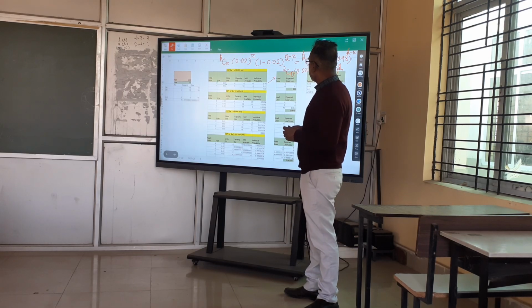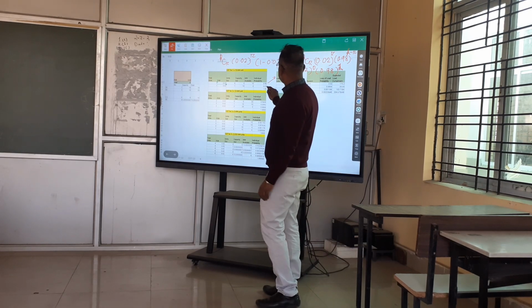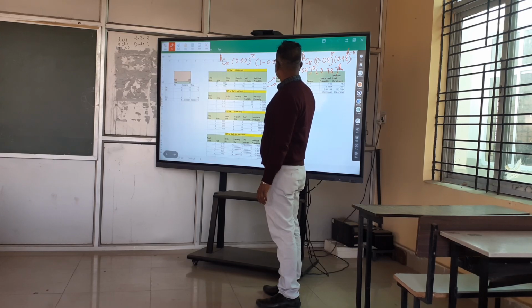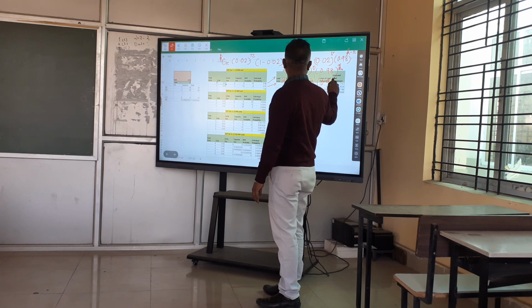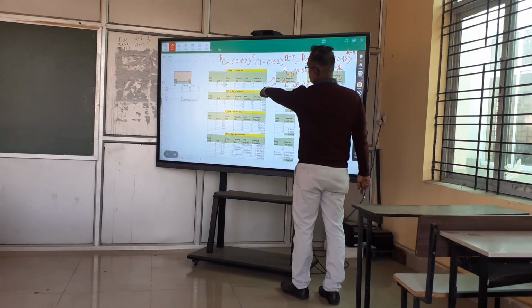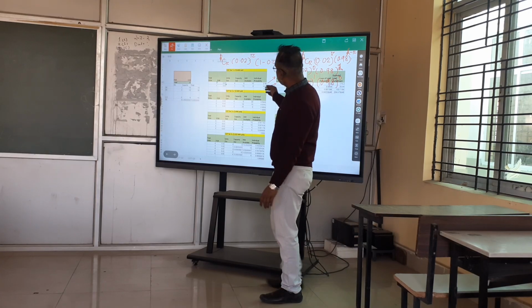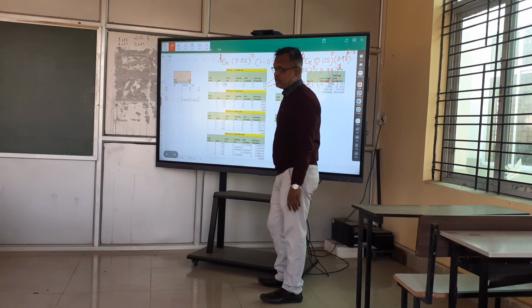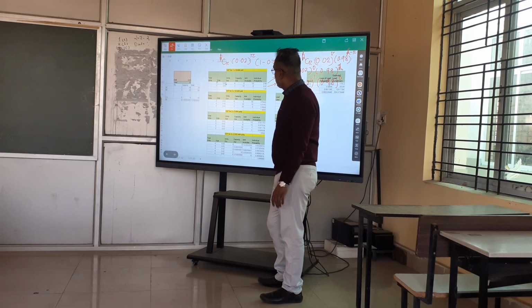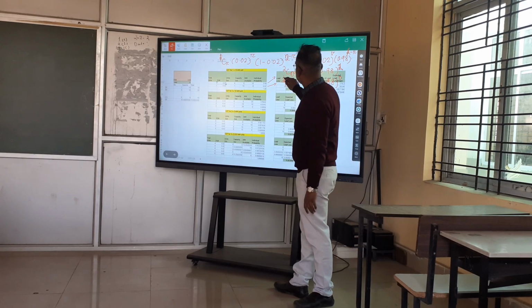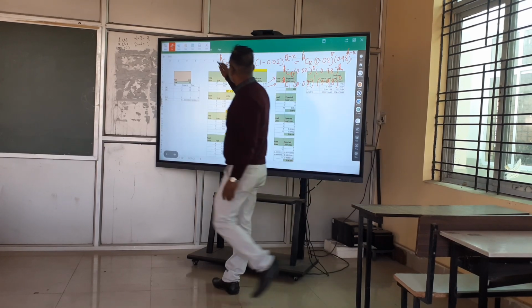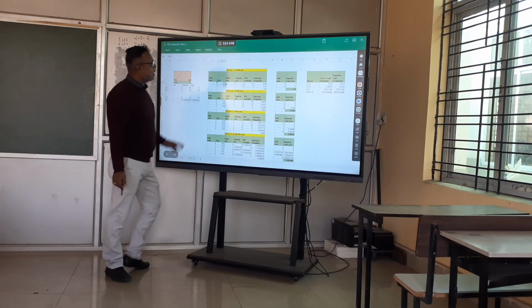Whereas in the other case, the second case, 1C1 0.02 to the power 1 because it is 1, and 0.98 to the power 1 minus 1, that is 0. That means it is 0.02. So when you add this up, the individual probabilities should add up to 1. Otherwise there is a mistake. Now we'll see how it is done in the Excel.